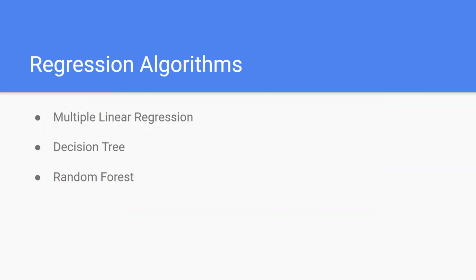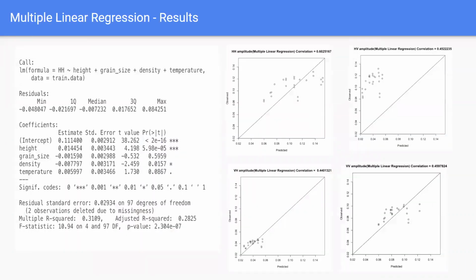We applied a couple of regression algorithms. The first was multiple linear regression, the second a decision tree, and the third a random forest. I'll talk about the first two. We applied the multiple linear regression on each polarization, and our input parameters were height, grain size, density, and temperature. For each of them we got coefficients which told us how important each parameter is in the model. This is a snippet of the code for one of the polarizations.